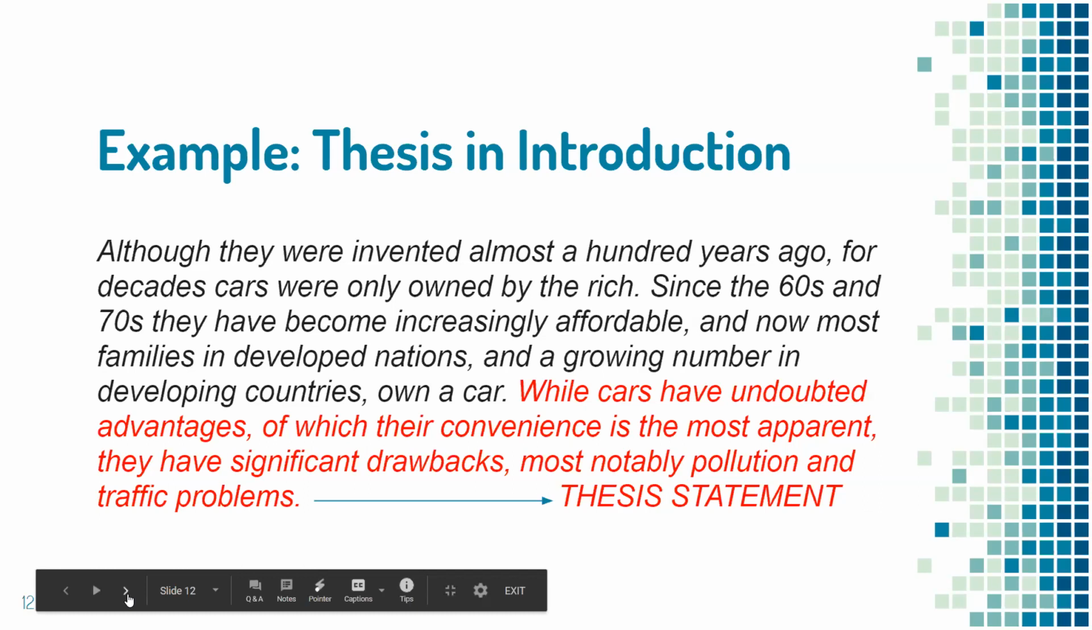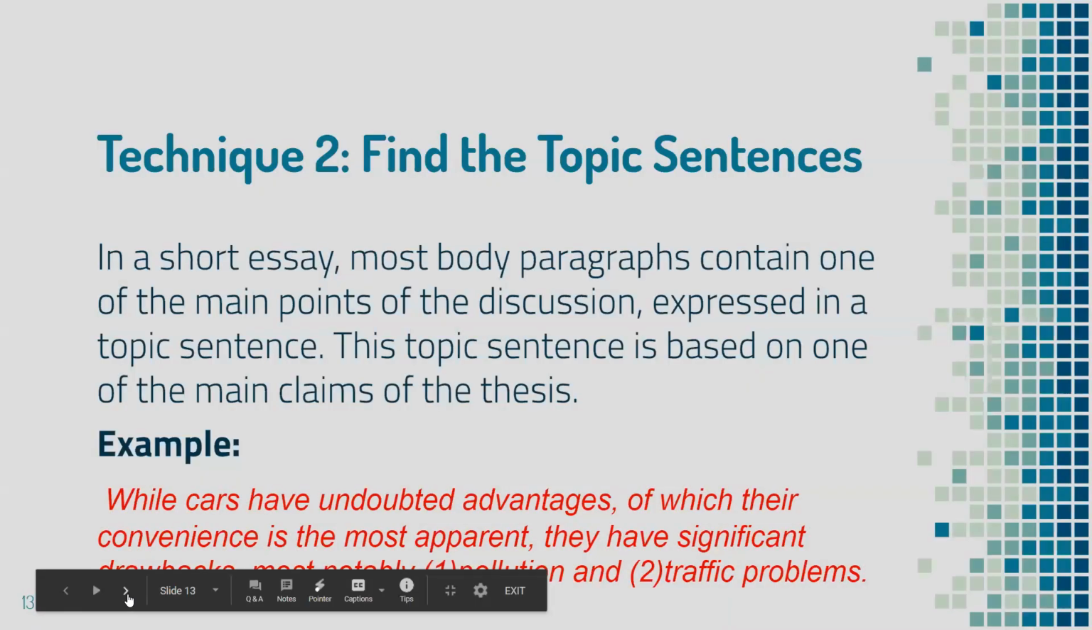This here is the writer's promise. The writer promises us that in this essay, we can find points on the advantage, which is their convenience, and the disadvantages, which are pollution and traffic problems. Now let's take a closer look at what the writer does here to see if he keeps his promise.